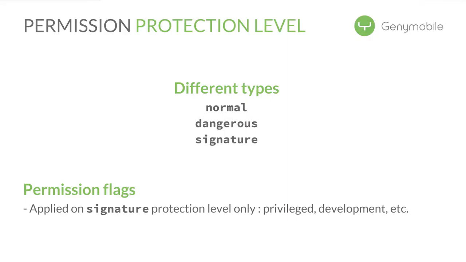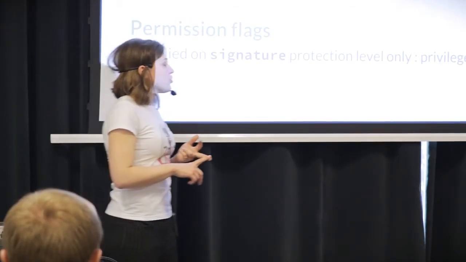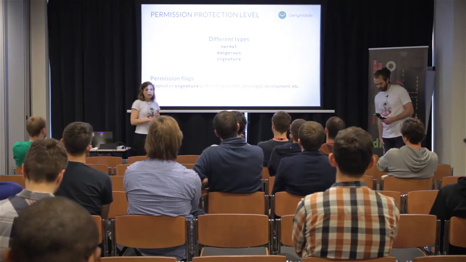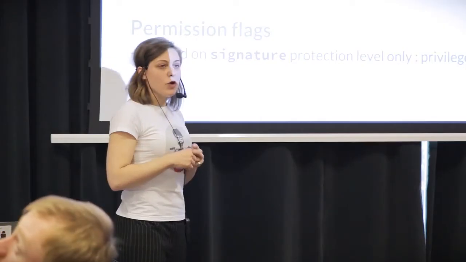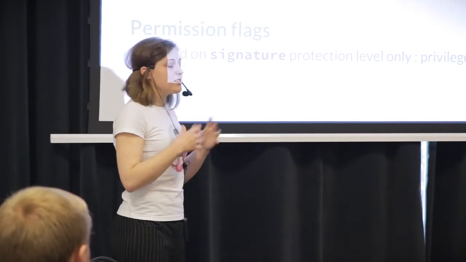So, as you already know, there are different protection levels for your permission. It's normal, dangerous, and signature. Signature permission requires having the signature of your platform. And the other thing that's interesting is that you can apply some flags to this permission with this protection level that give you access to some features if you're in development or privileged. It gives you more access to the system.